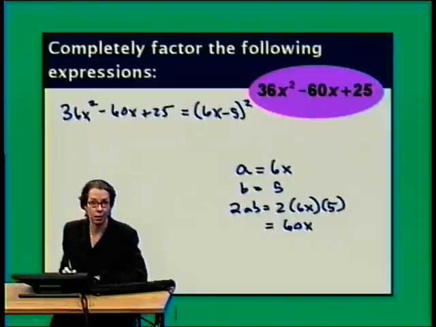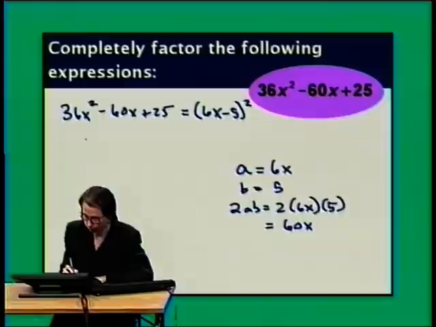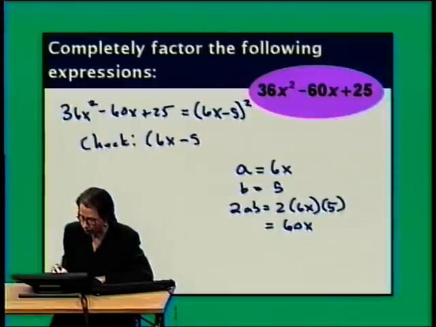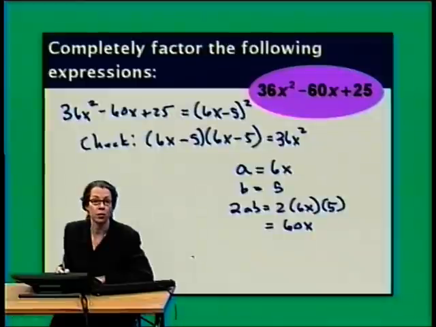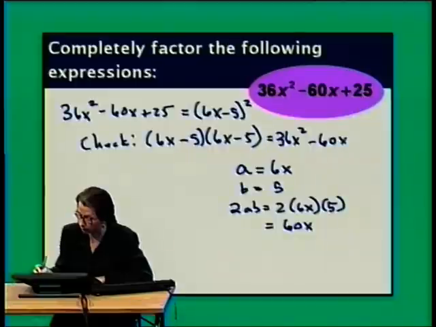A quick check. 6x minus 5 times 6x minus 5 using FOIL. That's 36x squared. The sum of the outside and inside terms, I get minus 30x minus 30x. That's minus 60x plus 25.